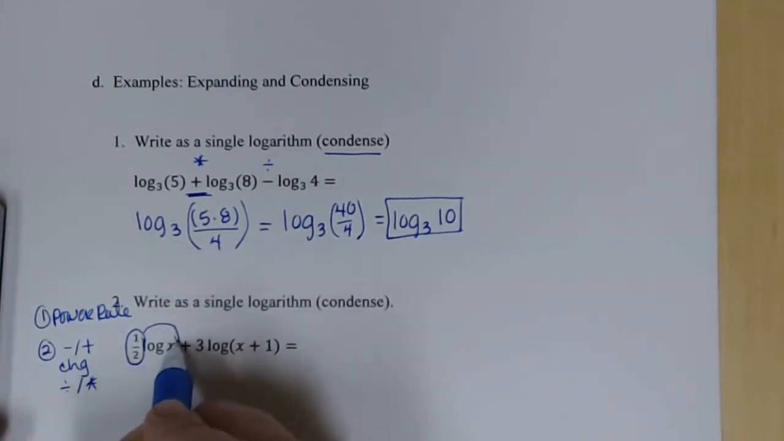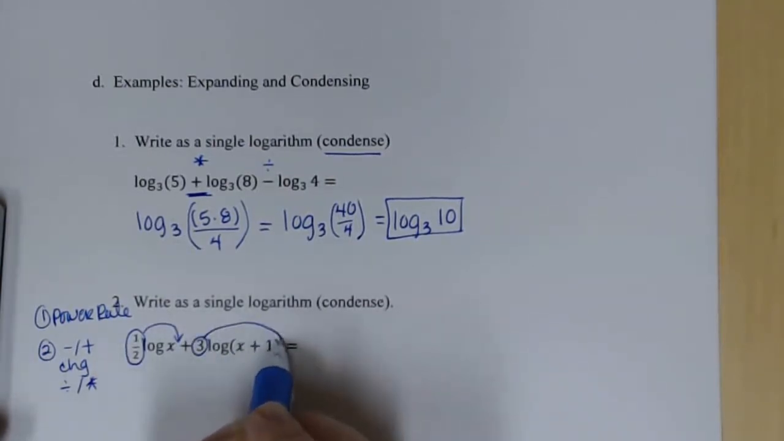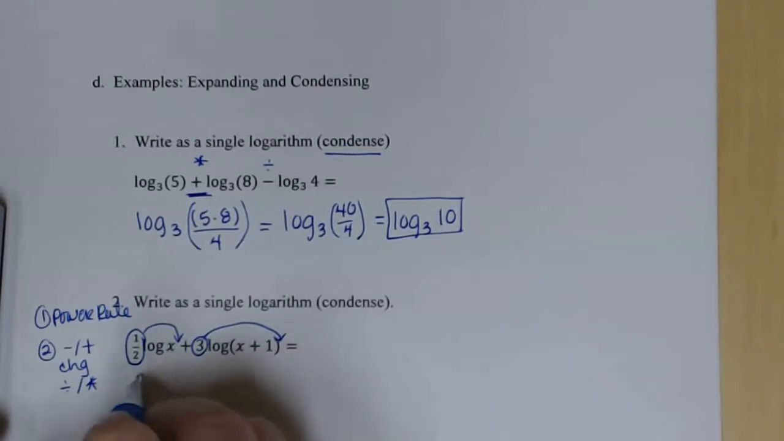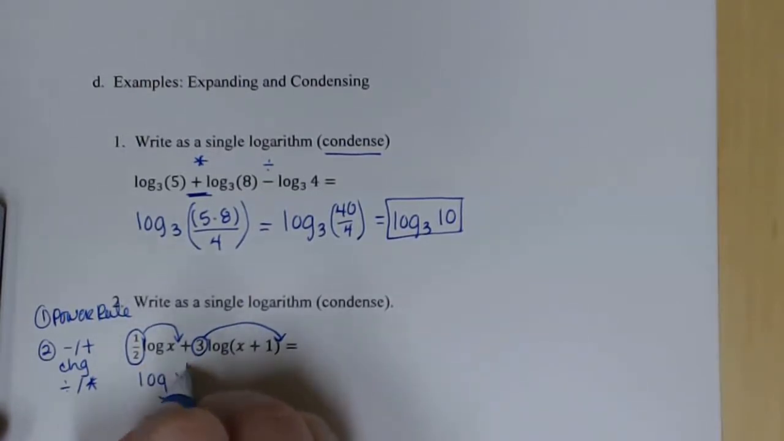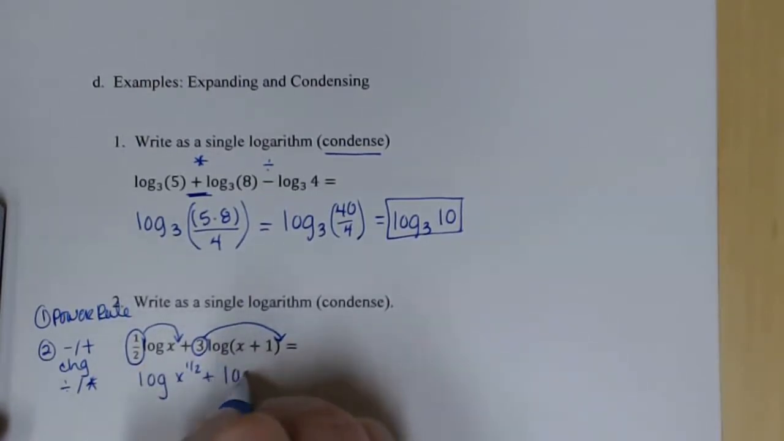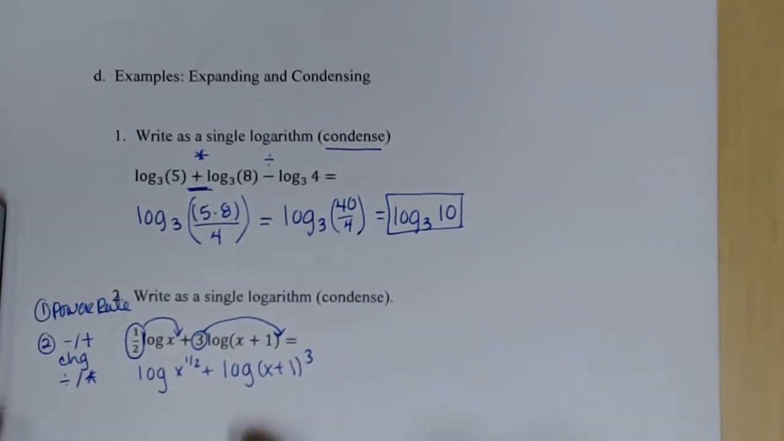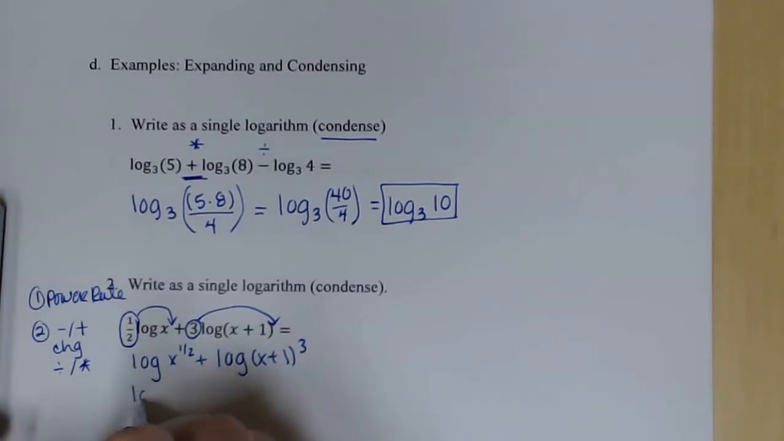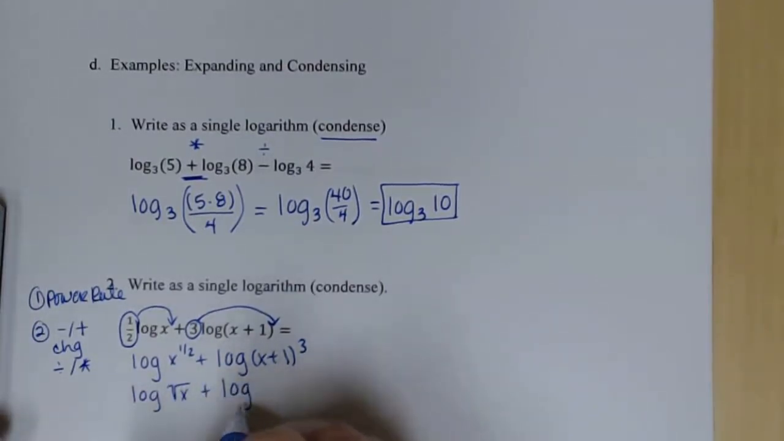Let's go in reverse and let's move them up. I'm going to move them up first. Same with their single log. So this is going to give me log of x to the 1/2 plus log of x plus 1 cubed. Now we know that x to the 1/2 is really a radical, so I'm going to write that as log of square root of x plus log of x plus 1 cubed.